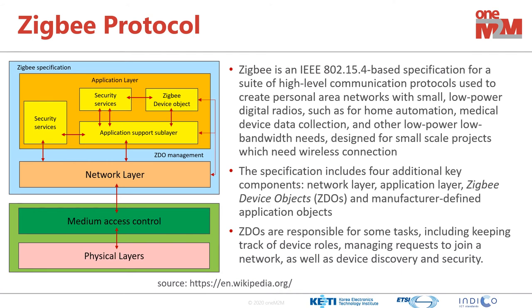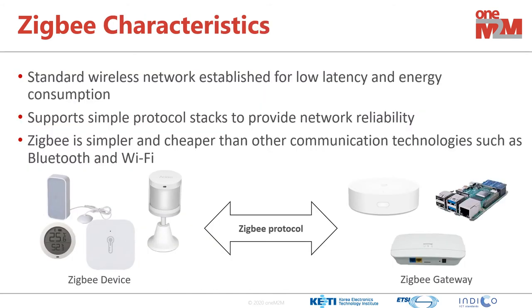So what is Zigbee? This is the information from the wiki, and explaining Zigbee is not the point of this tutorial, so we will just skip over it. Zigbee is low power with low latency, and it is still reliable, and the benefit of Zigbee is that it is really cheap and simple.